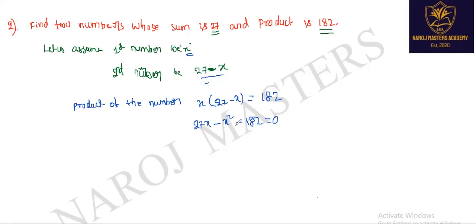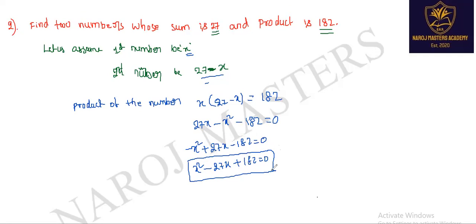Now take minus common from this whole term and write in the descending order form. First of all, write in the descending order: minus x square plus 27x minus 182 equal to 0. Now take minus common. So x square minus 27x plus 182 equal to 0. Now it is in the form of a quadratic equation.